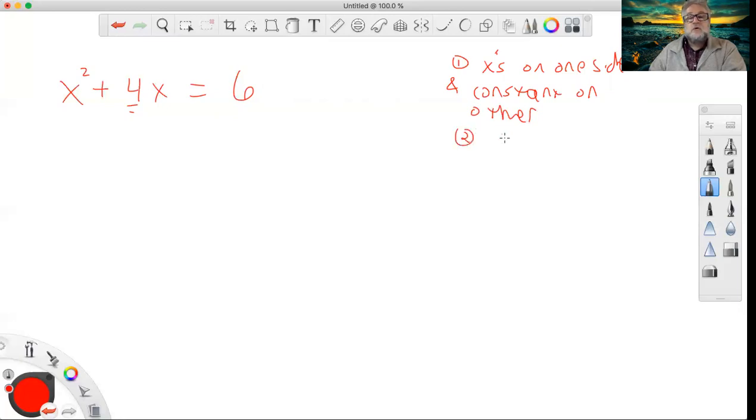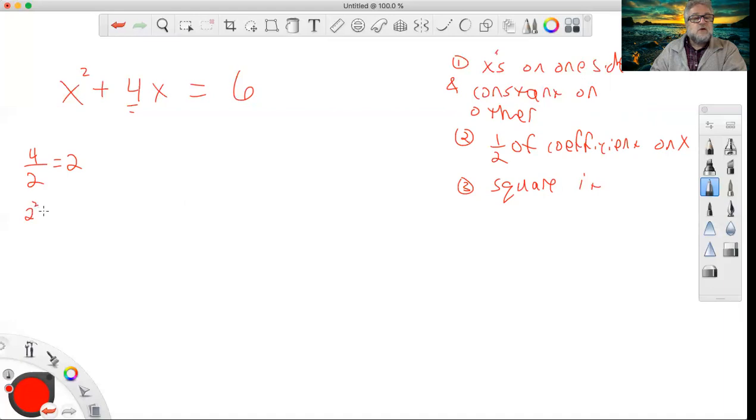Number 2, take 1/2 of the coefficient on x. Okay, so 4. So 4 over 2 is 2. Then square it. Okay, so 2 squared equals 4. Add to both sides.